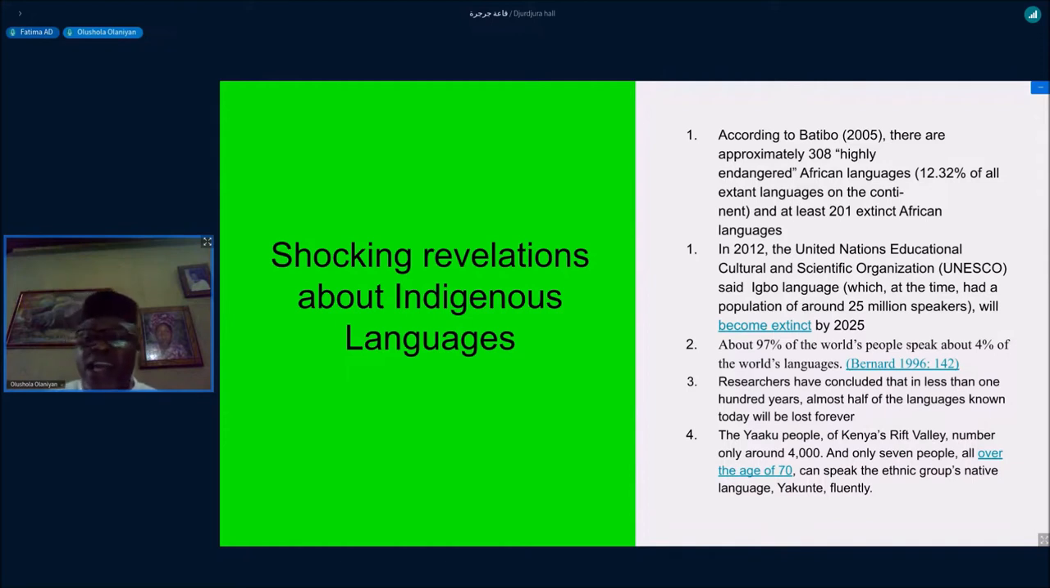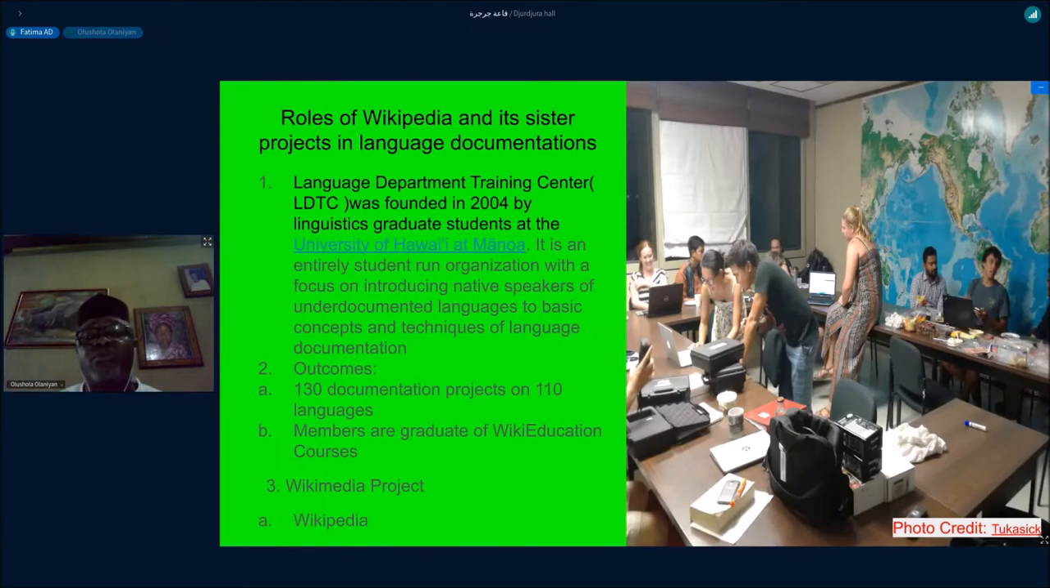This means that if someone of 70 years old is speaking a language, let's assume that the person might not live more than 30 years from today. It means in less than 30 years, this language will go into extinction. This is a major challenge, especially to Africa.